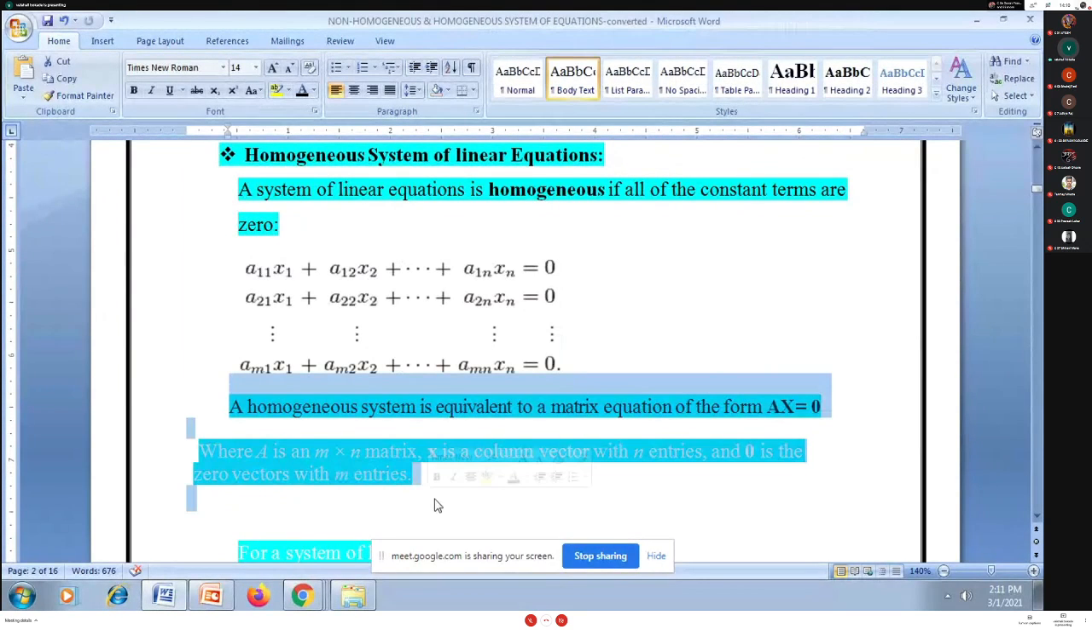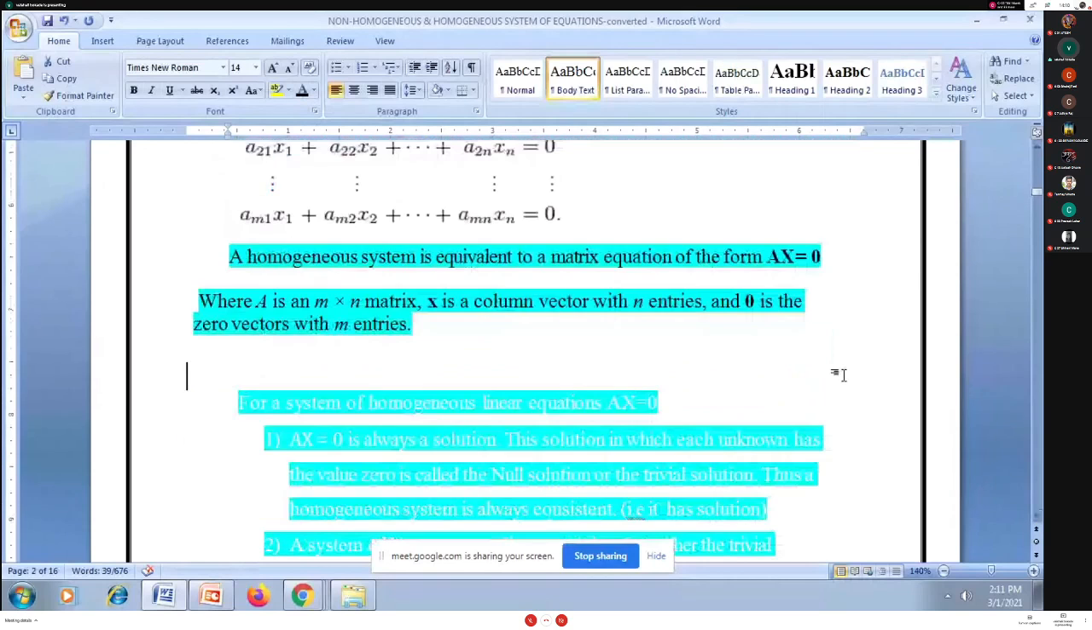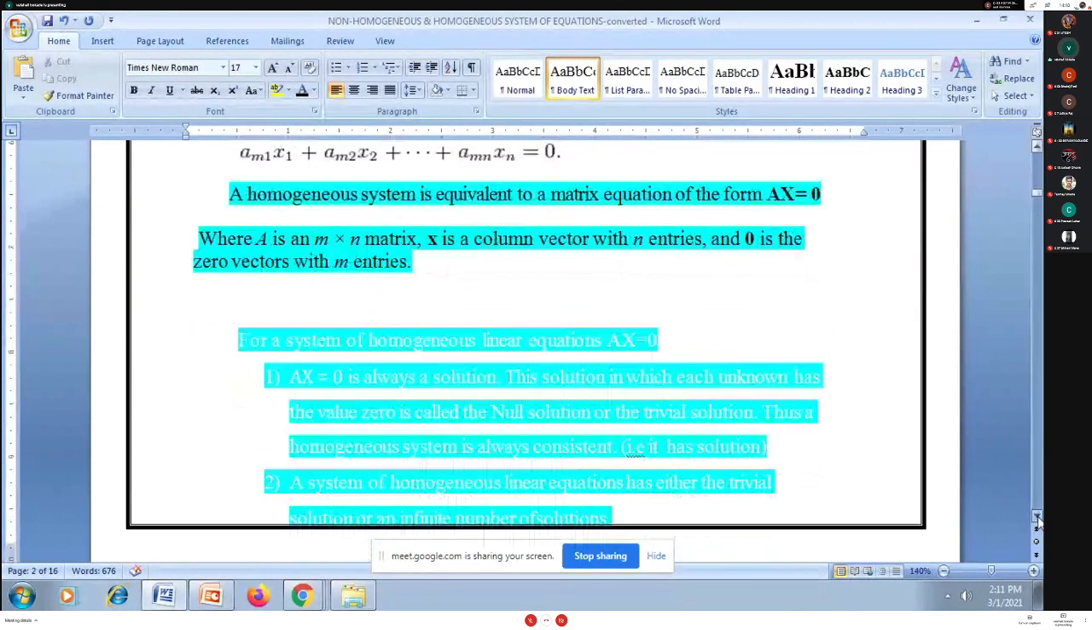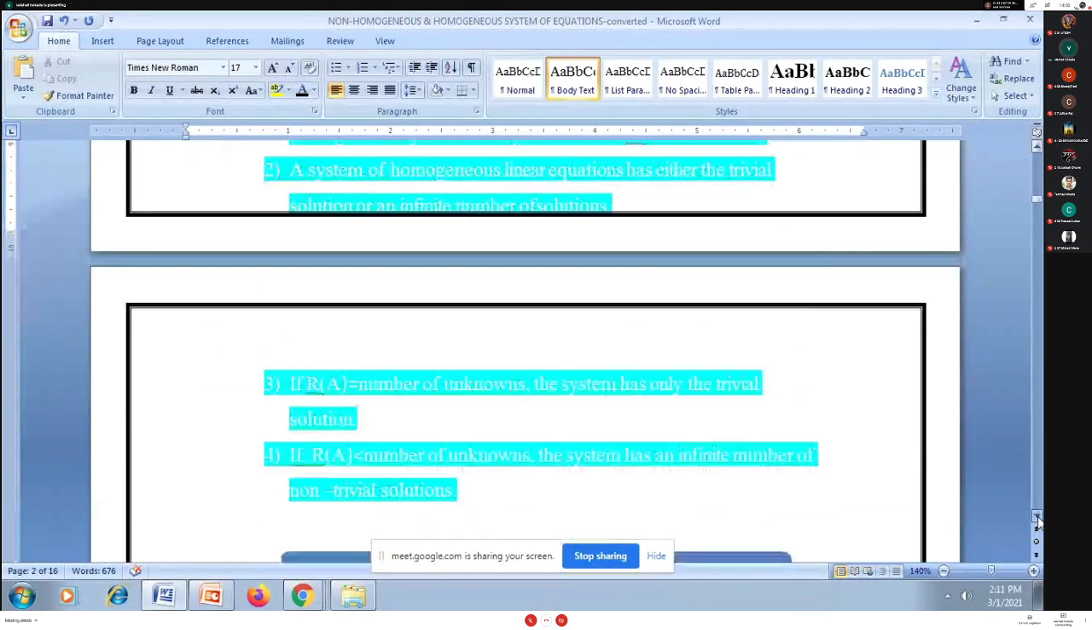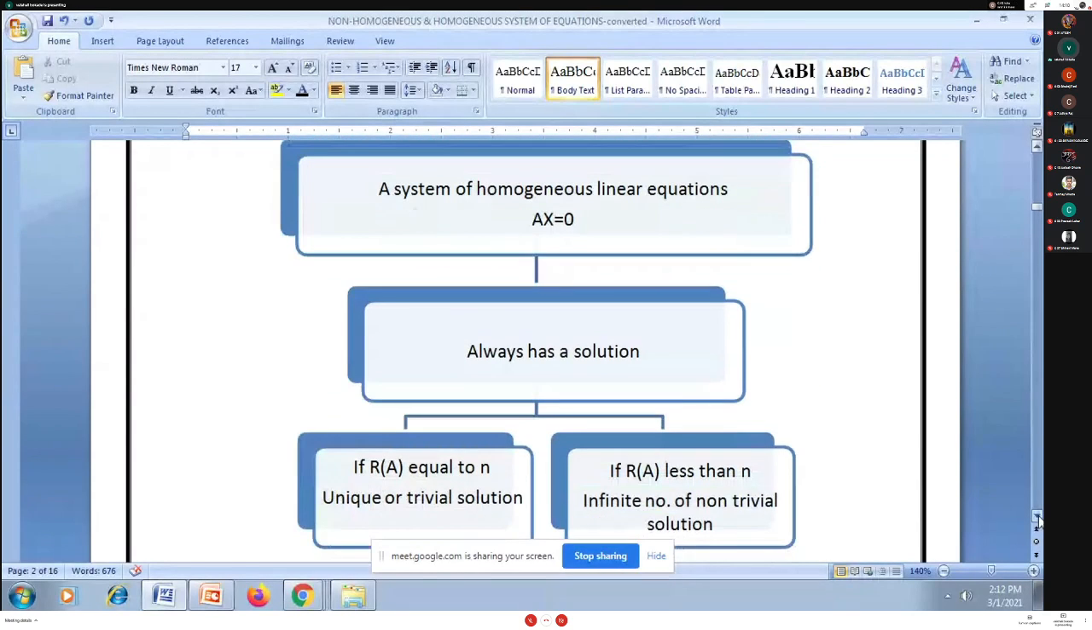For this homogeneous system of equations, I'll write the system in the form Ax = 0. And quickly I'm going to this chart. We know that a homogeneous system of equations is always consistent. Always consistent means what? It will always have a solution.